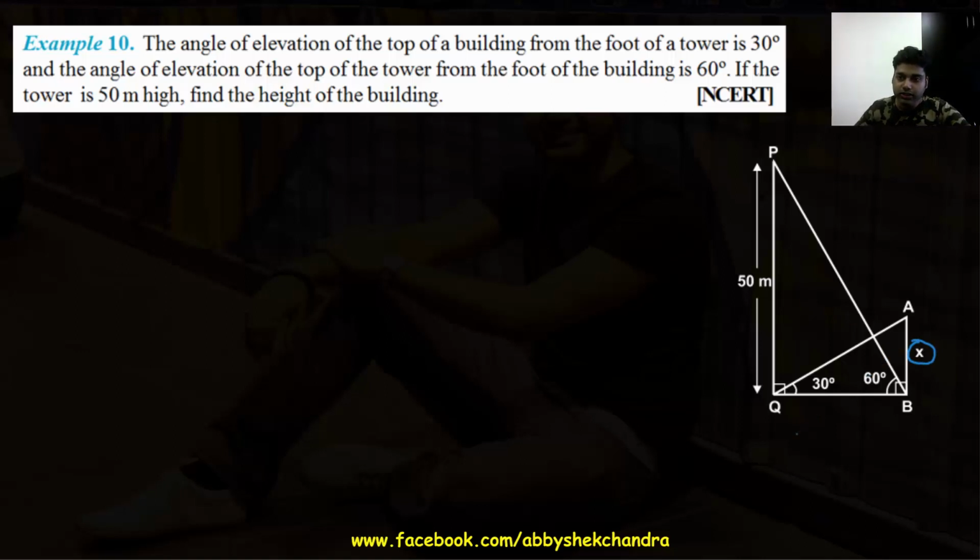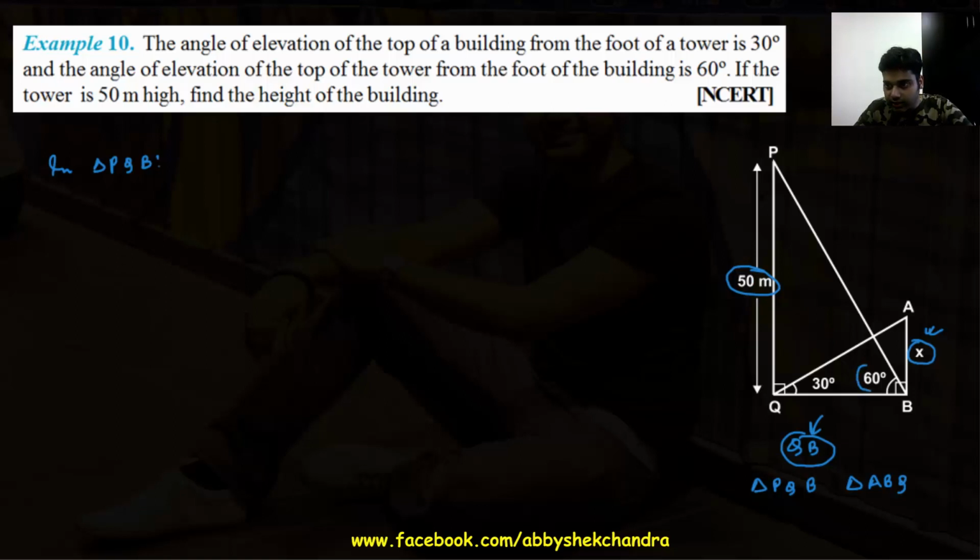Now again, do you see that QB is the common side to two right angle triangles? One of them is triangle PQB and the other is triangle ABQ. So again, what we will do is we'll find the value of QB from both the triangles and then equate those two values to get the value of X. Let's see. So in triangle PQB, now we know this value PQ, right?